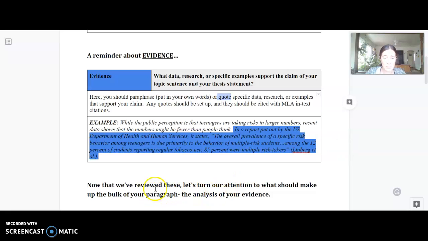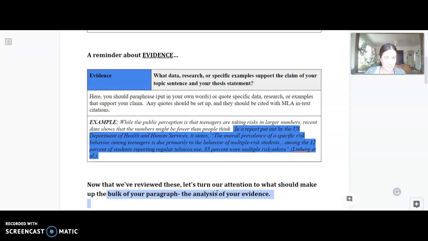So now that we've reviewed these, let's turn our attention to what should make up the bulk of your paragraph, the bulk, the analysis of your evidence. You're analyzing in your brains the significance of this evidence.